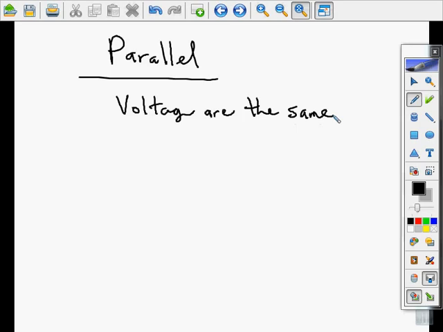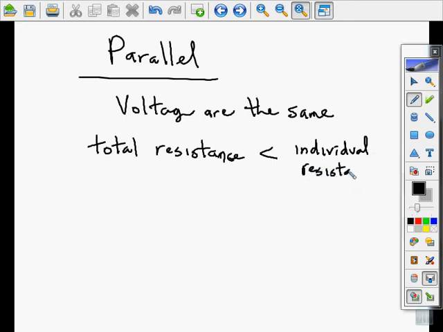What's another thing we learned about parallel circuits? Total resistance is less than individual resistance. Exactly. It follows that weird formula: 1 over RT equals 1 over R1 plus 1 over R2 plus however many you have.